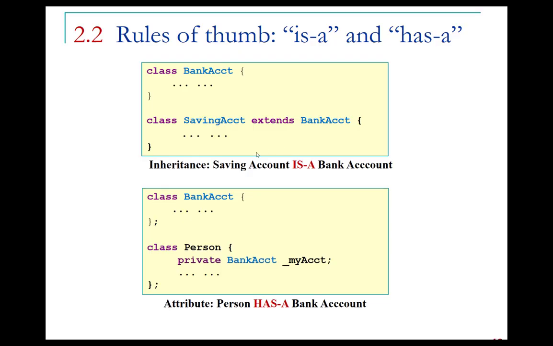Here is what we meant. Saving account is a bank account. Therefore, we have saving account extends bank account. On the other hand, a person has a bank account. Therefore, a person should have an attribute which is a bank account. So a person doesn't extend bank account. So a person should not be a subclass of a bank account.